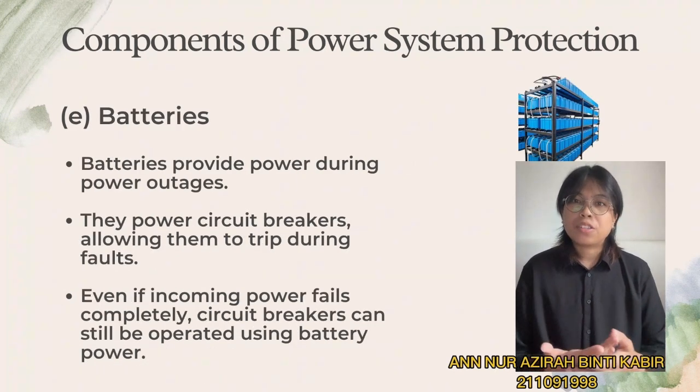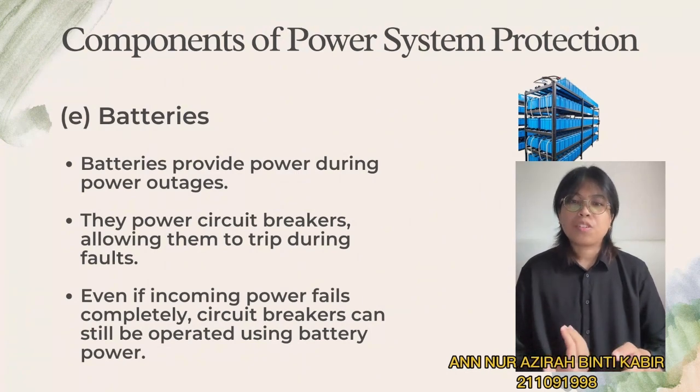And lastly is the batteries. They provide power during power outage. So even when there is no incoming power, the circuit breaker can still be operated using battery power, allowing it to trip during faults.